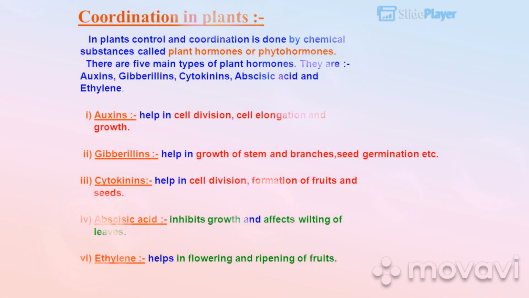3. Cytokinins help in cell division, formation of fruits and seeds. 4. Abscisic acid inhibits growth and affects wilting of leaves. 5. Ethylene helps in flowering and ripening of fruits.